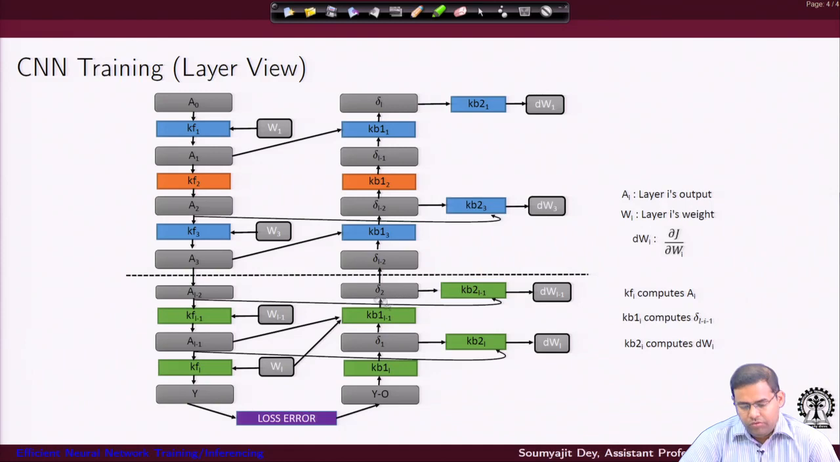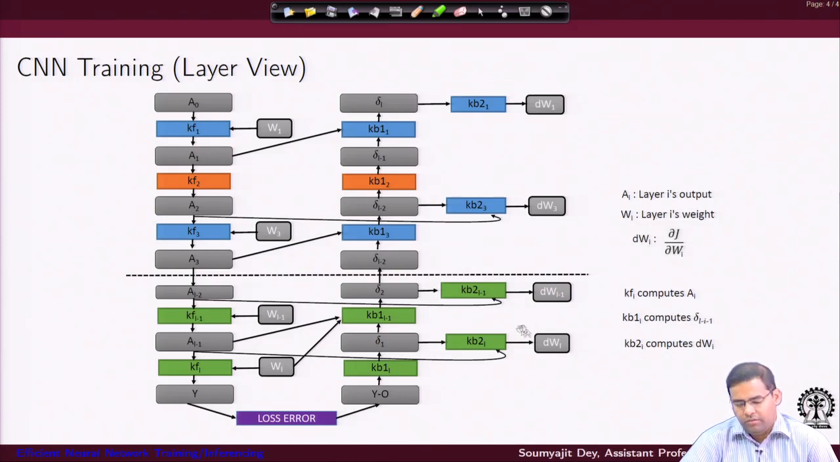Now, also we need to see that computing the delta 2s or the delta 3s or the delta L's in general, that is not all, right, because what is my overall requirement? My overall requirement is to compute, in general, the loss with respect to the different weights, right. So, let us represent this del j del w I by this text d w I, right.